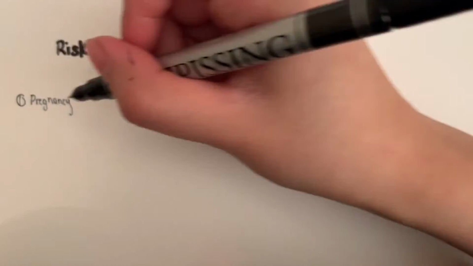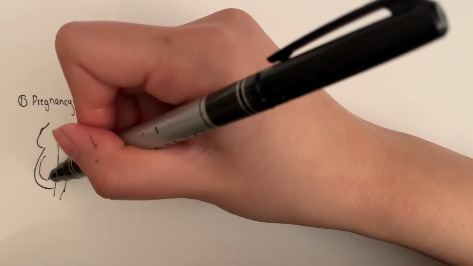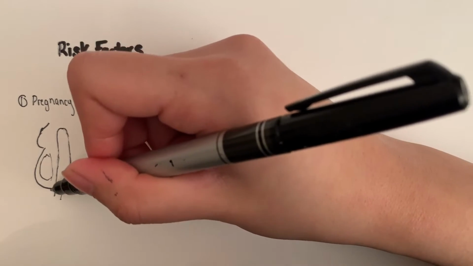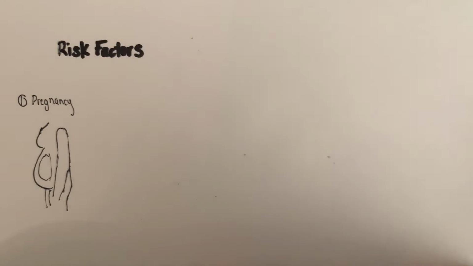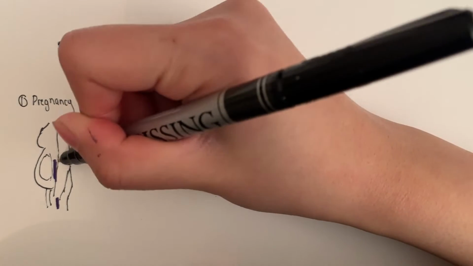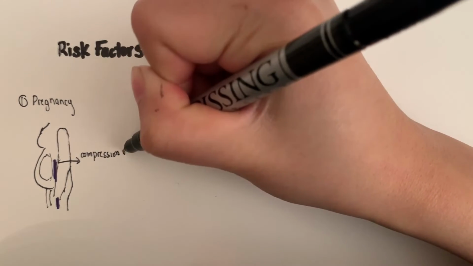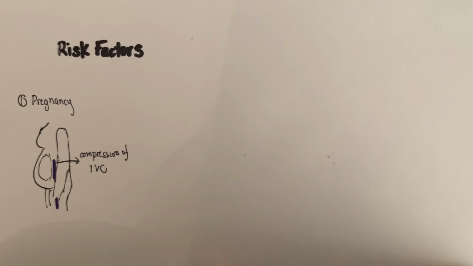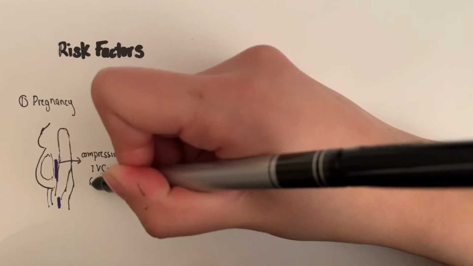Risk factors for developing DVT essentially will fall into one or more of the Virchow's triad categories. These risk factors include pregnancy, because when the uterus enlarges, it can press against the inferior vena cava, causing stasis below, and also an increase in clotting factors during pregnancy.